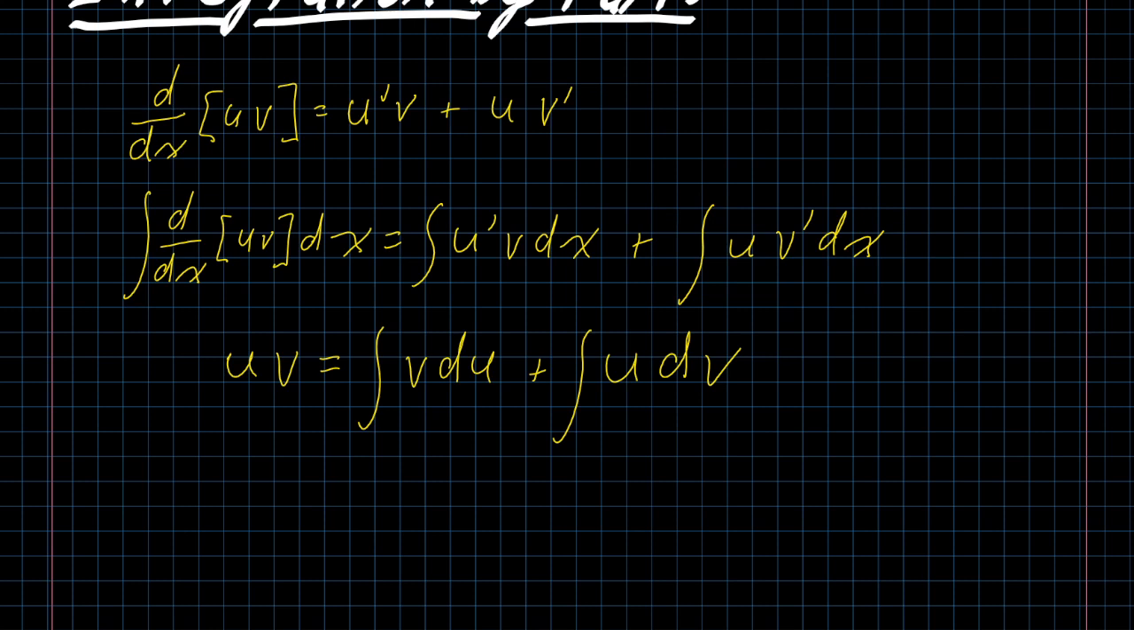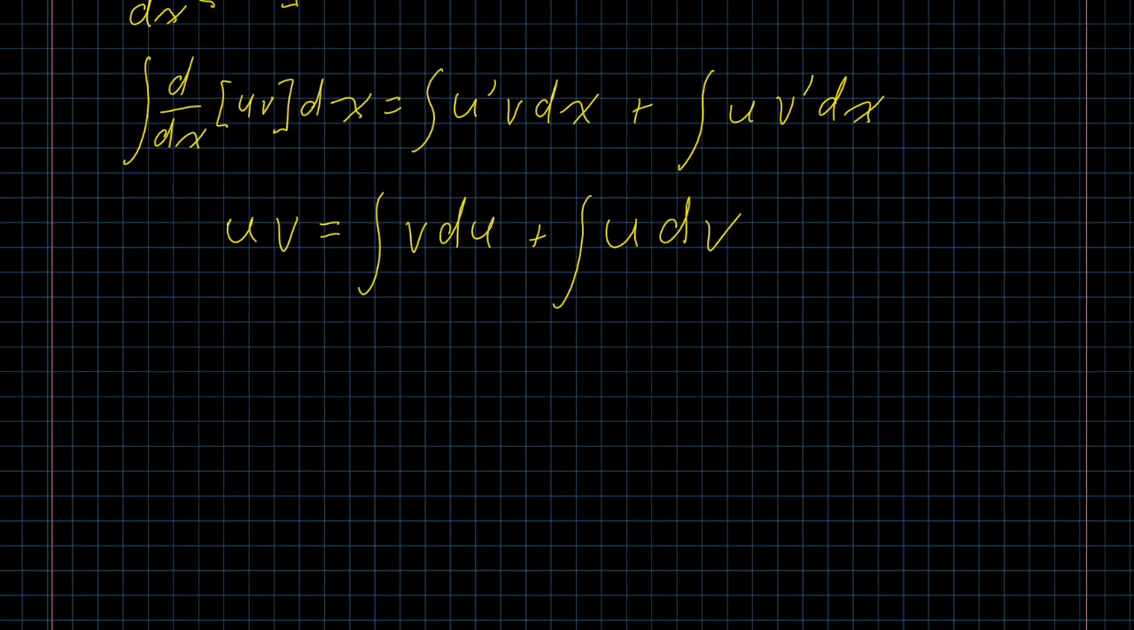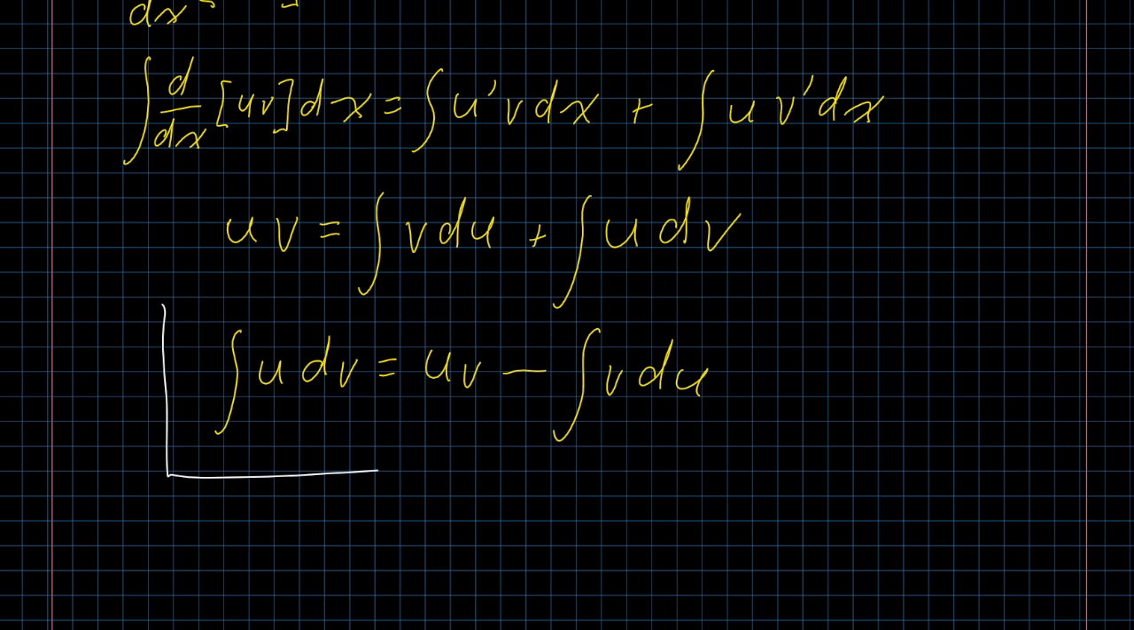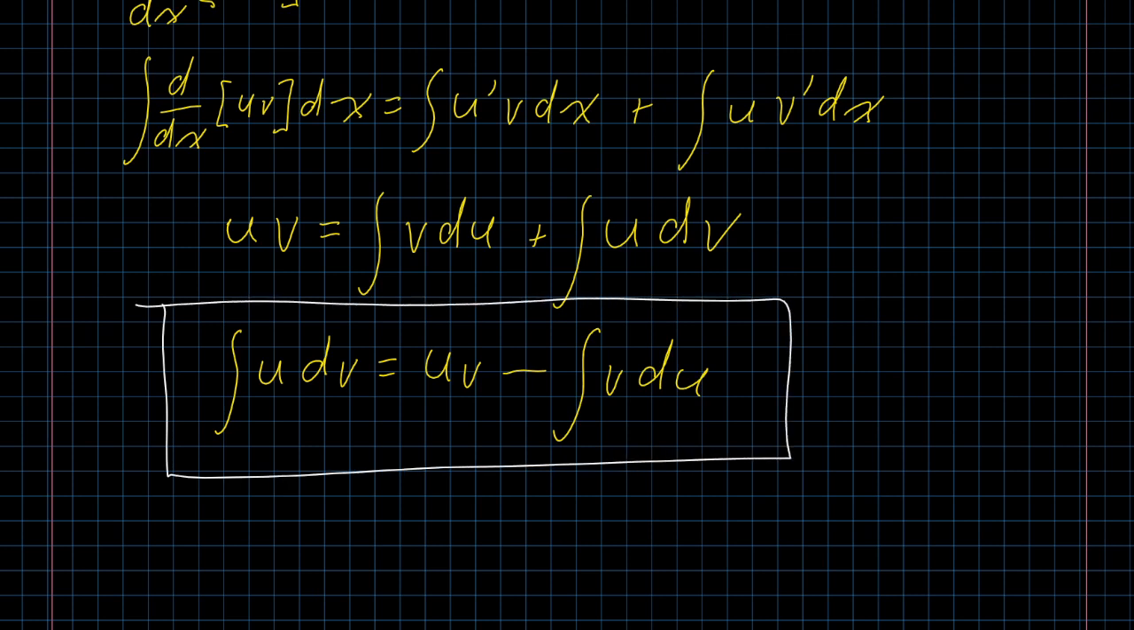From here, just rearranging a little bit, the typical way of writing the formula for integration by parts is u dv equals uv minus the integral of v du.